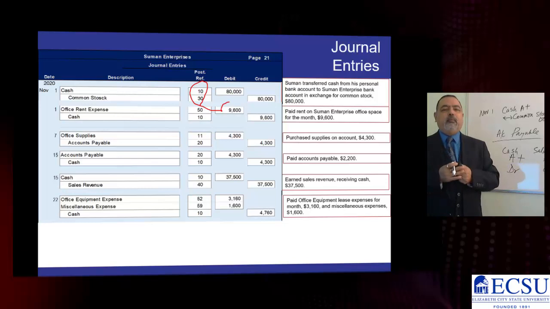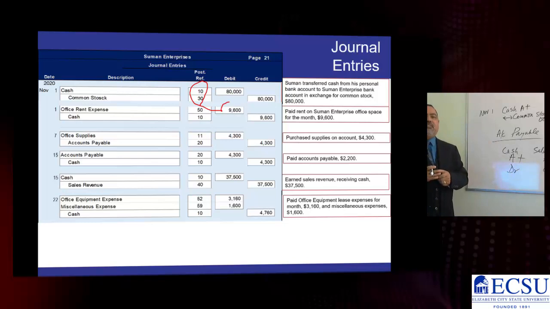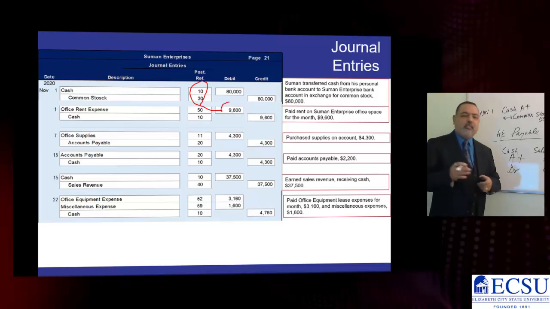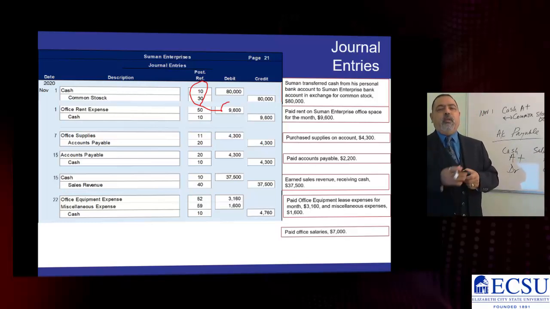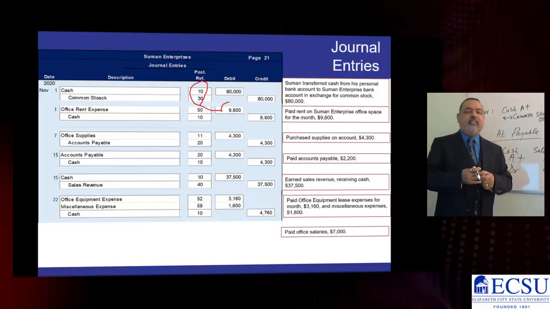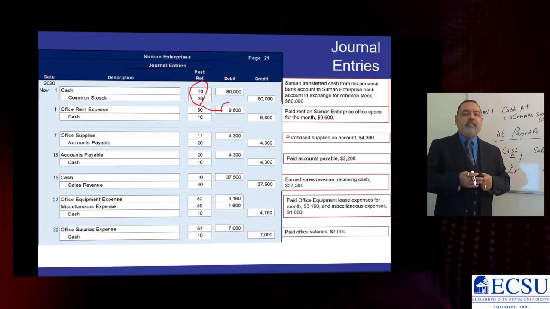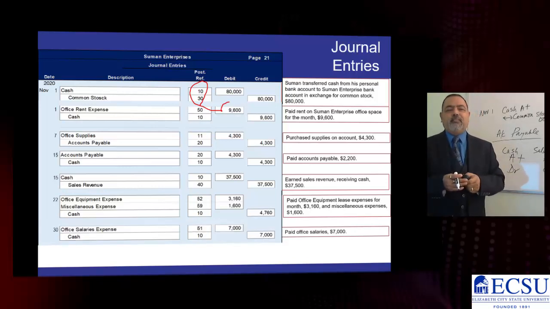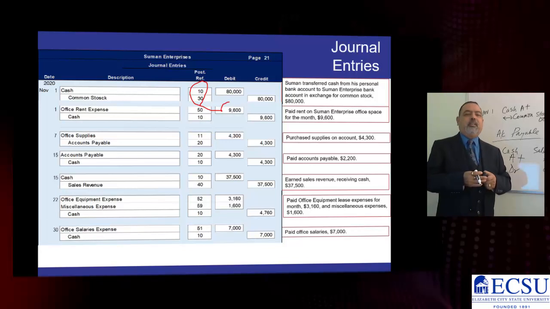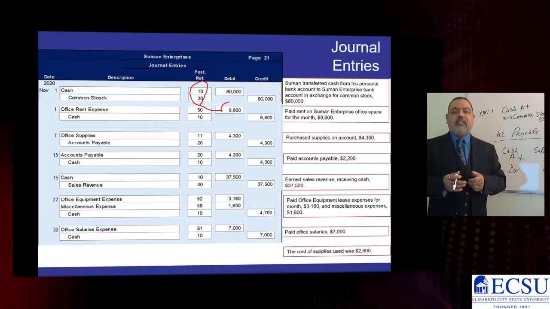Because when we incur expenses, we don't write back expenses very often, so that is something you can remember. Whenever you see an expense, that needs to be debited. Paid office salaries, again salaries expense, so that would be debited. So office salaries expense is debited and cash is credited with 7,000.